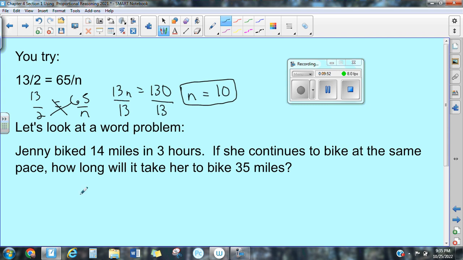All right, so go ahead and check your work. Take a few moments to make sure that everything looks okay with that one. And we'll move on when you're ready to look at the word problem here.